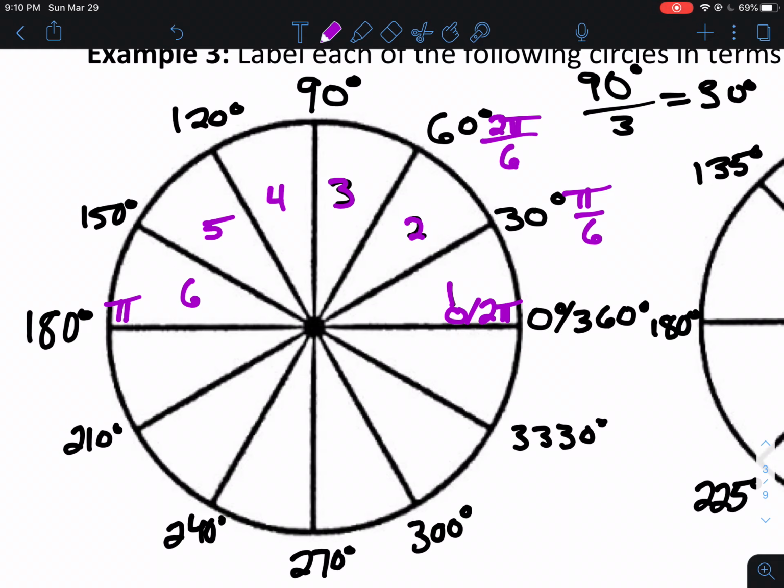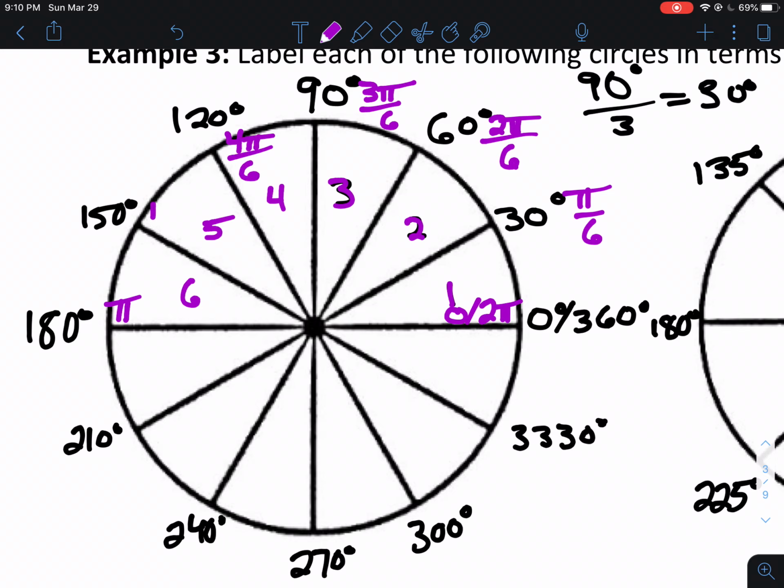And you could reduce that if you wanted to. I'm just going to leave it as 2 pi over 6 for now. So if you add another pi over 6, you get 3 pi over 6. So 90 degrees would be the same as 3 pi over 6. Or again, if you want to reduce it and write pi over 2, that would be okay. So really, if you think about it, it's going to be pretty easy to count around by radians. You just keep going up by pi over 6.